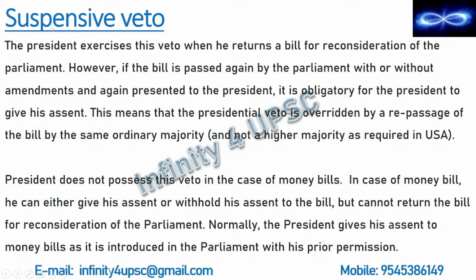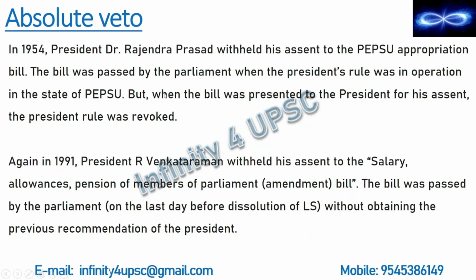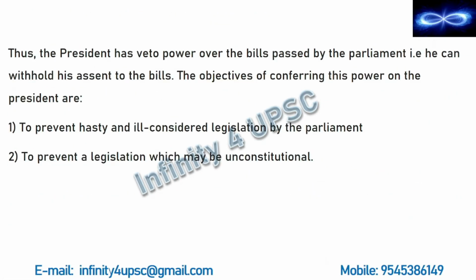Next one, suspensive veto. The president exercises this veto when he returns a bill for reconsideration of the parliament. However, if the bill is passed again by the parliament with or without amendments and again presented to the president, it is obligatory for the president to give his assent. Now, have we seen this earlier? Yes, we have discussed it earlier.